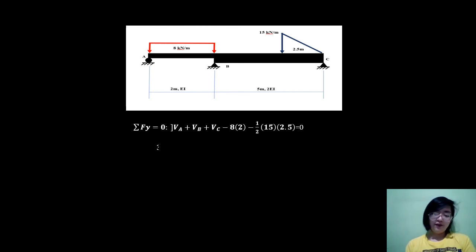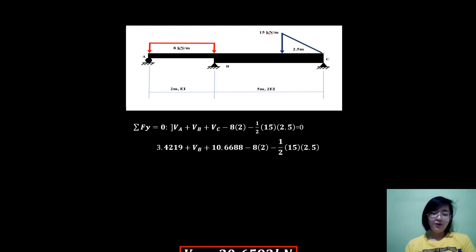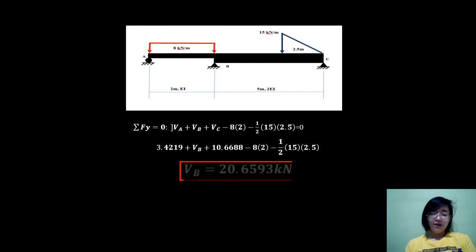So, let's simplify the equation and substitute the VA and VC na nakuha natin kanina sa 4 equations for unknowns. So, here, we will get VB. And VB is 20.6593. Okay, so next, we already get the vertical reactions at A, B, and C. Now, let's proceed to the next question.